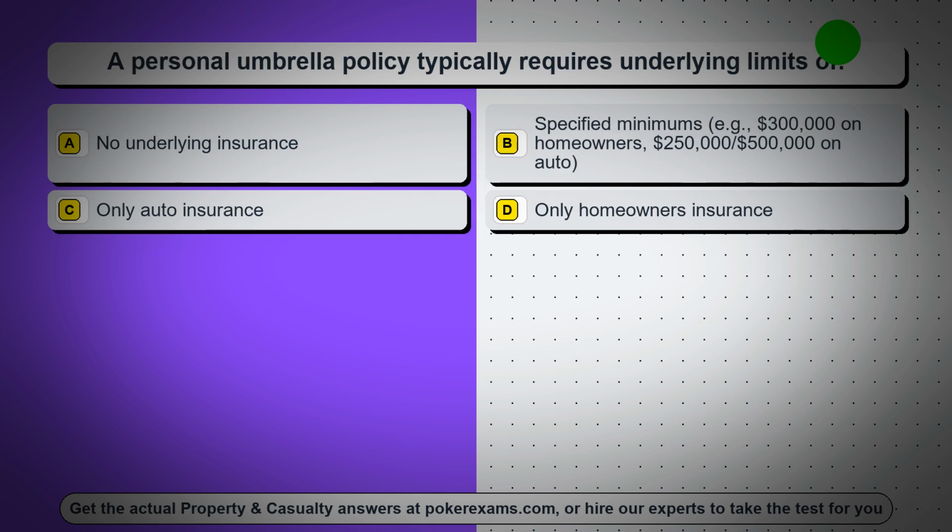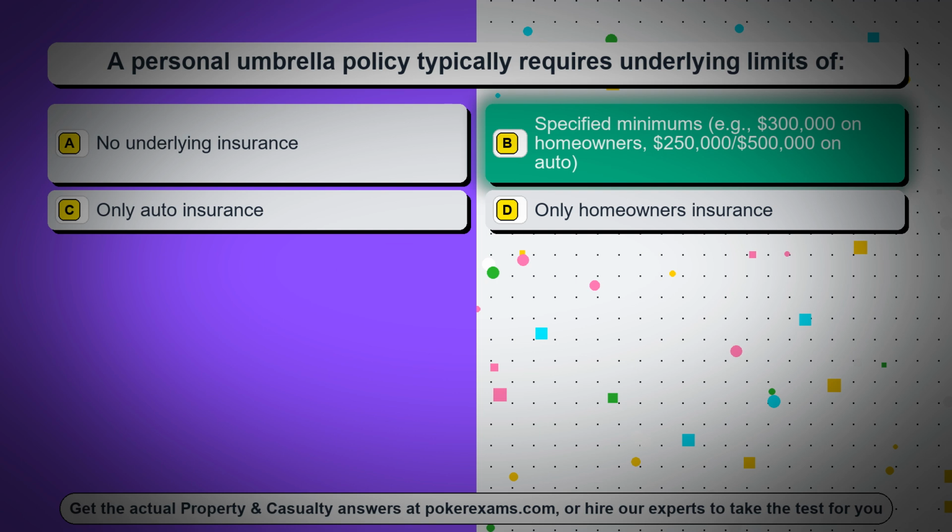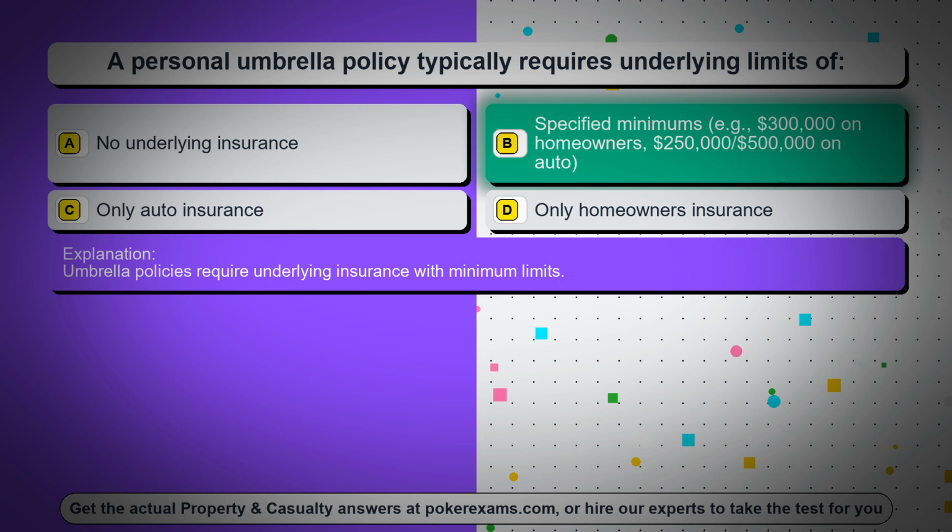Question 41. A personal umbrella policy typically requires underlying limits of, option A, no underlying insurance. Option B, specified minimums, example, $300,000 on homeowners, $250,000/$500,000 on auto. Option C, only auto insurance. Option D, only homeowners insurance. The correct answer is option B, specified minimums, example, $300,000 on homeowners, $250,000/$500,000 on auto. Umbrella policies require underlying insurance with minimum limits.